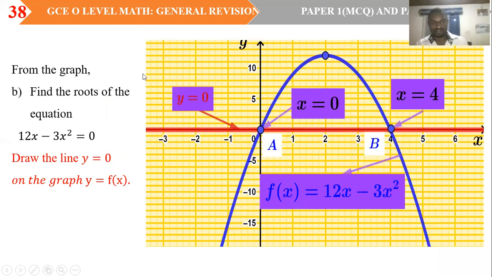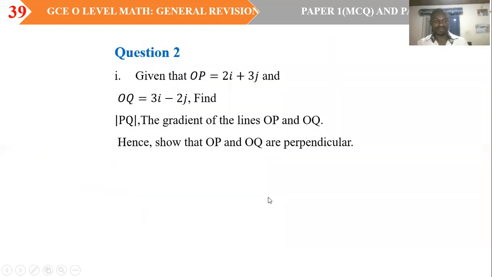And if that is done, the values of x where the graph cuts the x-axis are x equal to 0, x equal to 4. So the solution to the equation 12x minus 3x squared equals 0 from this graph is x equals 0 and x equals 4.